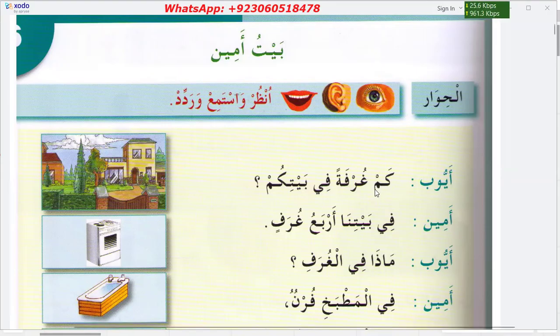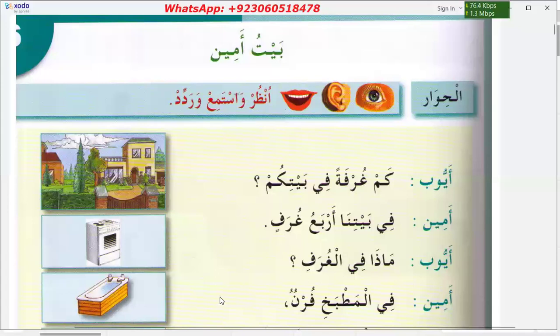So Ayub asks: Kam ghurfatan fi baitikum? How many rooms are in your house? Fi baitina, our house. Arbao ghuraf, four rooms. Fi baitina arbao ghuraf. At our home, there are four rooms.